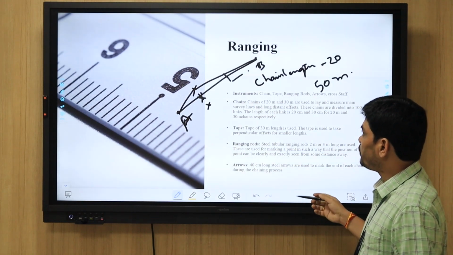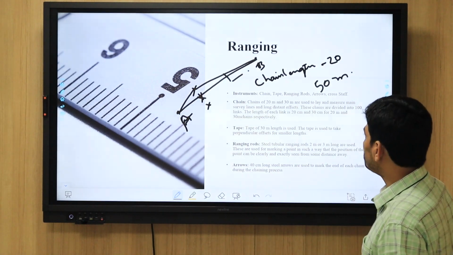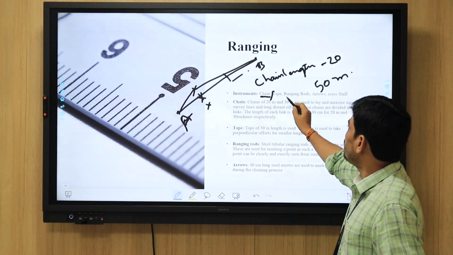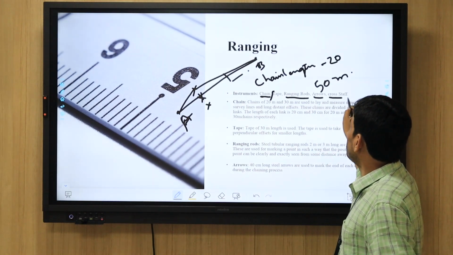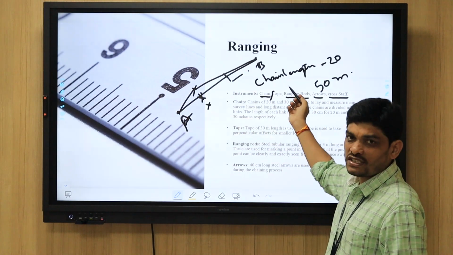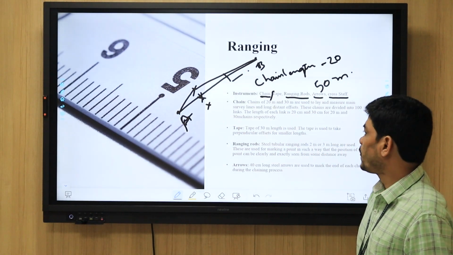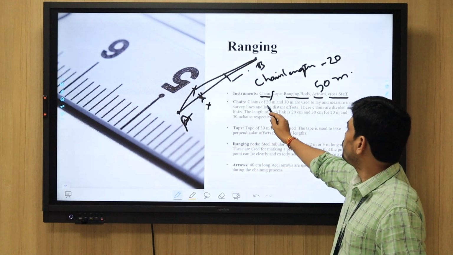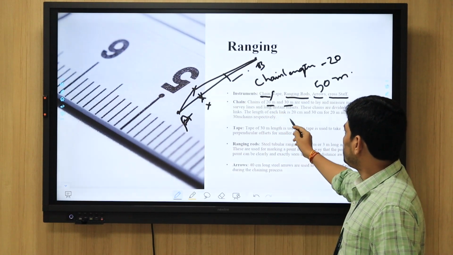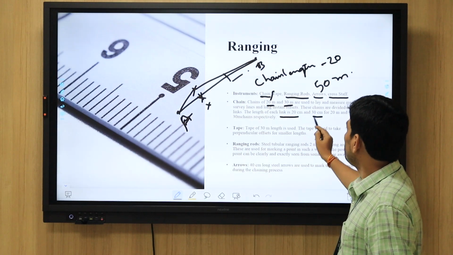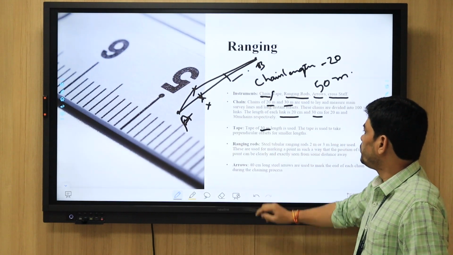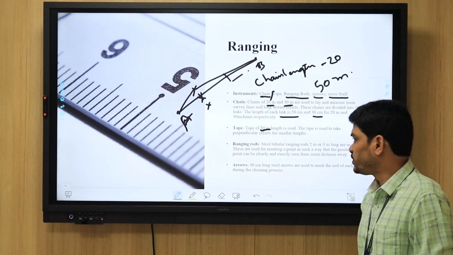For ranging, some instruments are required, like chain or tape, ranging rods, arrows and cross staffs. These are the instruments required for measuring a 50 meter distance with the 20 meter chain. Chain generally means 20 meters or 30 meters. Each link will be 20 centimeters or 30 centimeters, depending on this. Tape generally means 30 meters length. These tapes are also of different types.